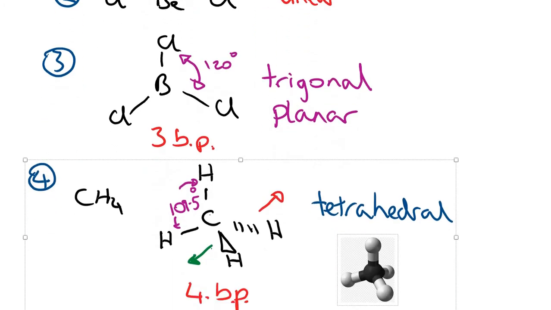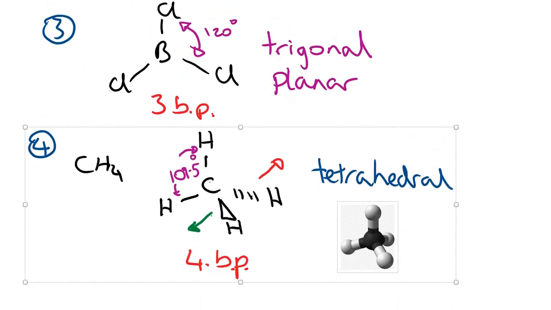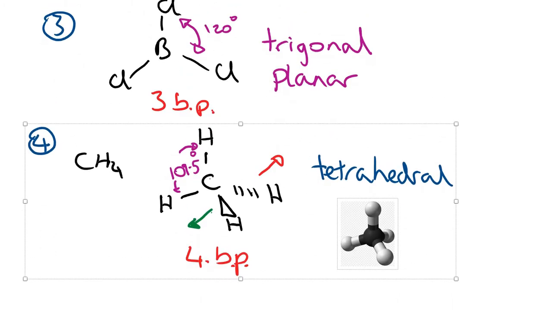Well, 4 bonding pairs of electrons, we get a situation like this. So we've got a carbon surrounded by 4 hydrogens. They're all bonding pairs of electrons. They repel each other equally, so they get as far away from each other as possible. Now, to explain what this dashed line here means and what this wedge here means, we need to have a look at 3 dimensions.